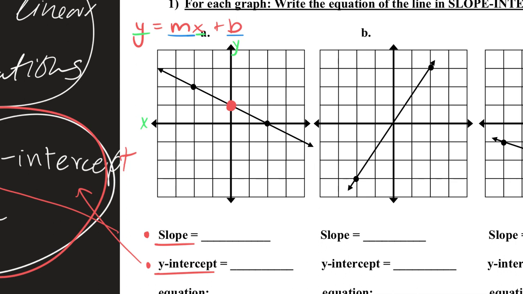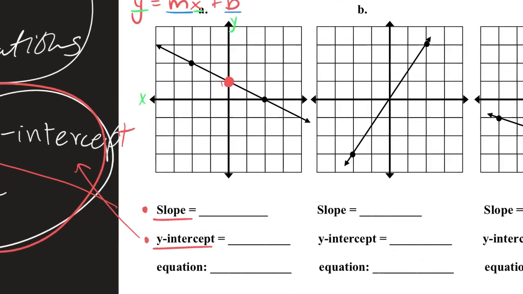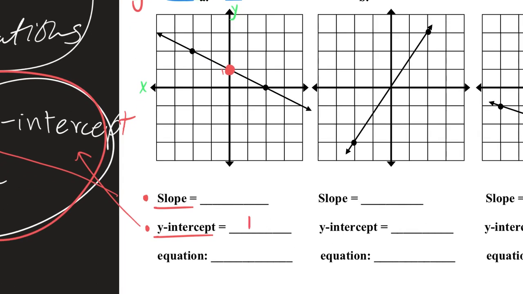Now, this is 1, right? This is the point. This is 1 on the y-axis. So the y-intercept is just going to be 1. Because remember, right here is 0. This is the origin. Okay, so going up 1, being right here, that's 1 on the y-axis.